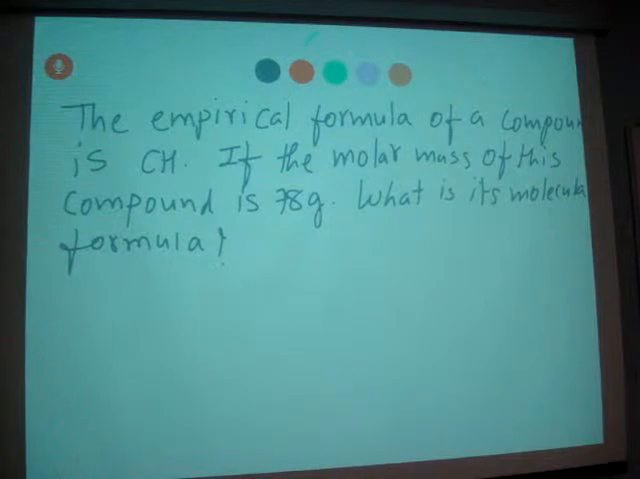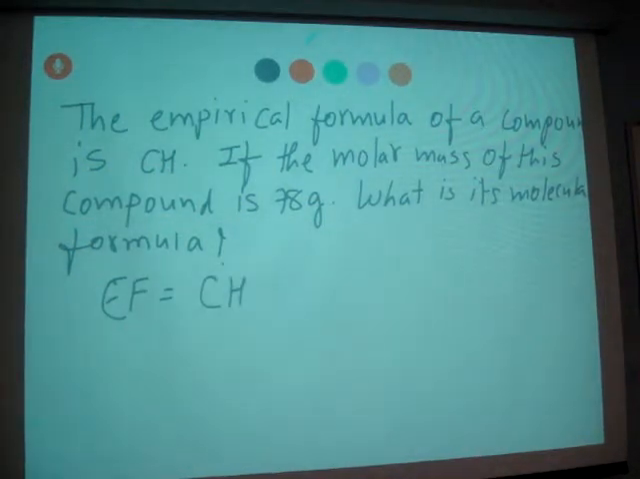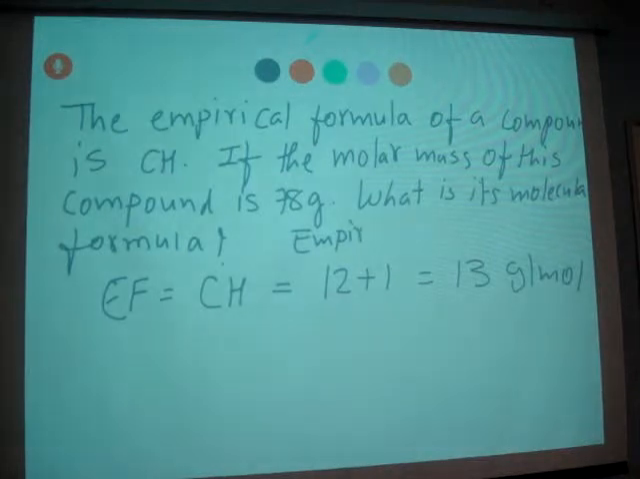Okay, so here the CH is given, empirical formula is CH. So when you find out empirical formula mass, carbon is about 12 and hydrogen is about 1, so it's 13 gram per mole. It's empirical formula mass. That's the one we are calculating.